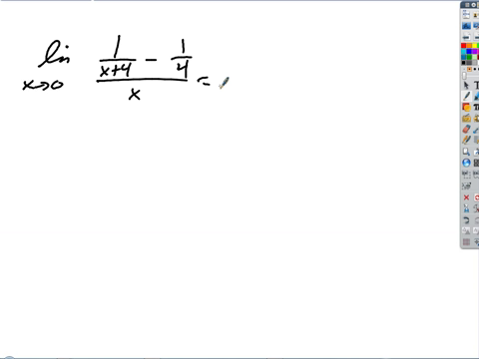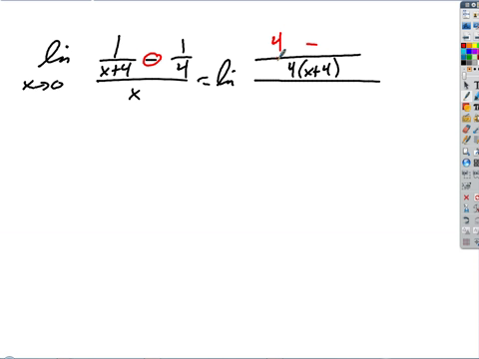Okay, so on the top, when we add up these 2 fractions, we've got to get a common denominator. What's our common denominator going to be? Okay, good. 4 times the quantity x plus 4, the product of the 2. And then what am I going to get? I'm going to get something minus something else. What's the first term going to be? 4, minus.